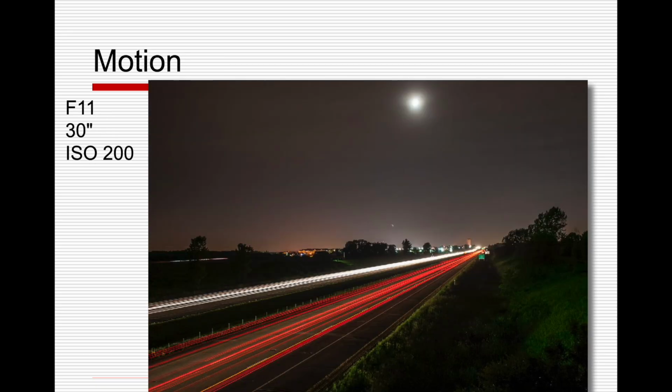Here's another example of motion shots. These pictures are pretty straightforward to make. I'm on a tripod here. I have f11 so that I can get a longer shutter speed because it was pretty bright out with the moon, even though the moon was behind clouds. So I'm using 30 seconds, f11, and ISO 200. Then I just open up the shutter on a bridge and let the cars go zooming by.